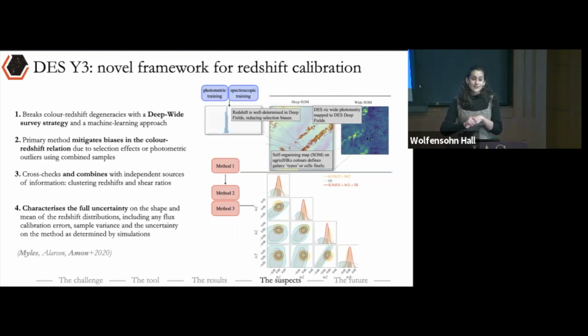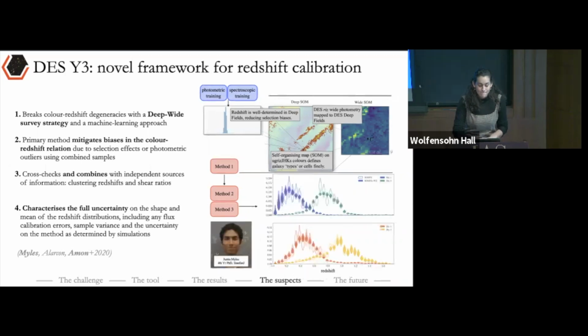So we had 3 different methods: one that used cross-correlation with clustering, one that used something called shear ratios, and then the self-organizing maps. We assessed the consistency between their likelihoods, and that was another one of the requirements to unblind our data. And then we combined them to maximally constrain the uncertainties on that redshift information in our MCMC analysis. The final point here on uncertainties is quite a technical detail, but it is important.